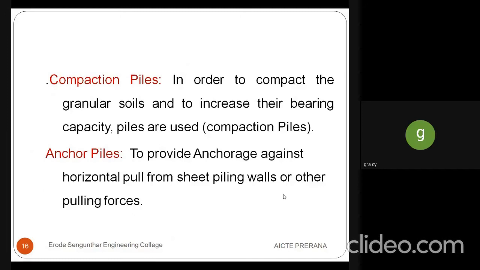The next topic is compaction piles. In order to compact granular soils and to increase the bearing capacity, piles are used. That pile we can call compaction piles. The next topic is anchor piles, to provide anchorage against the horizontal pull from sheet piling walls or other pulling forces.